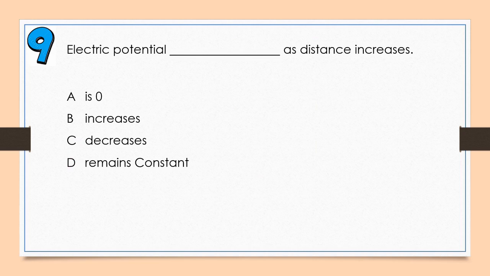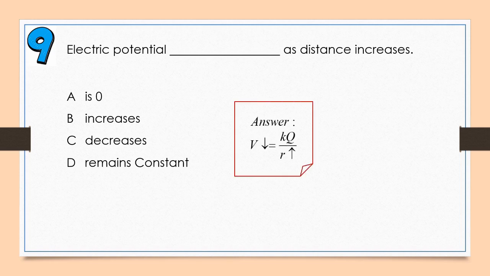Question number 9. Electric potential dash as distance increases. So electric potential is V, referring to the equation V is equal to KQ over R. When the distance increases, V will decrease. So the best answer is C.